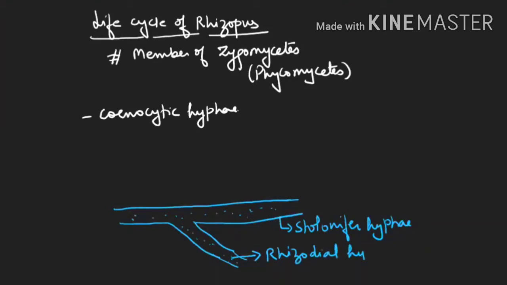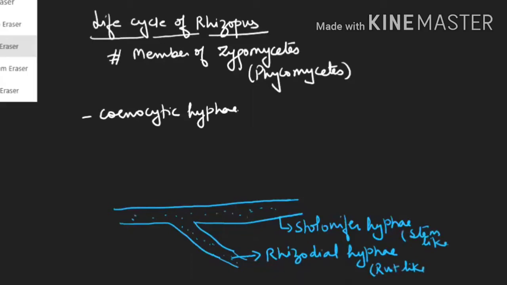So these two hyphae are vegetative. One is behaving like a stem, one is behaving like a root. So this is root-like, and this is stem-like. Now on top, you are finding it has asexual hypha also, because we know very well that they reproduce by making aplanospores in the sporangia.